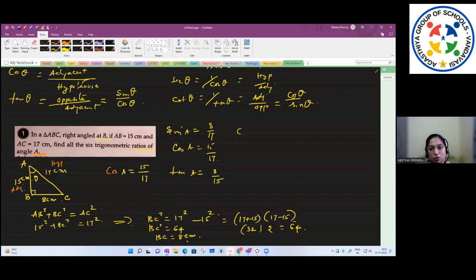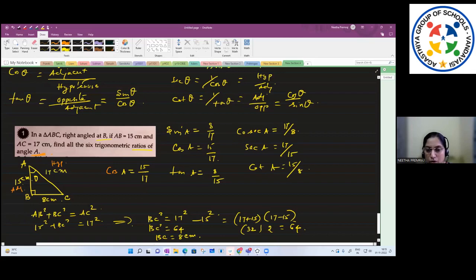Then the inverses, cosec is, yes, dear. Yes, come again. Got any doubt? No, ma'am. Okay, fine. Cosecant is 1 over sine, isn't it? So it's just the inverse of it. Yes, 17 over 8. And secant A is 17 over 15. And cot A is 15 over 8. That's it. I hope you got clear with this concept.